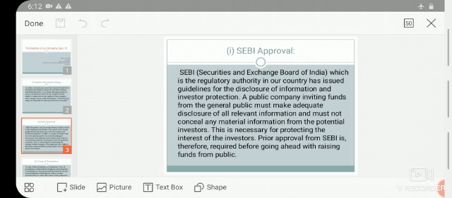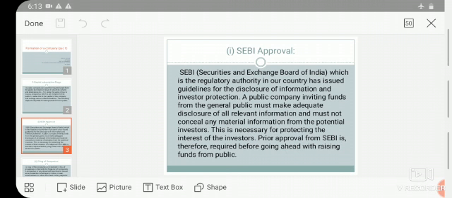The first step the company needs to follow is getting SEBI approval. SEBI means the Securities and Exchange Board of India. The public company has to get a green signal from this authority for collecting its required amount of share capital. This is necessary for protecting the interest of the innocent investors. Prior approval from SEBI is therefore required before going ahead with raising funds from the public.